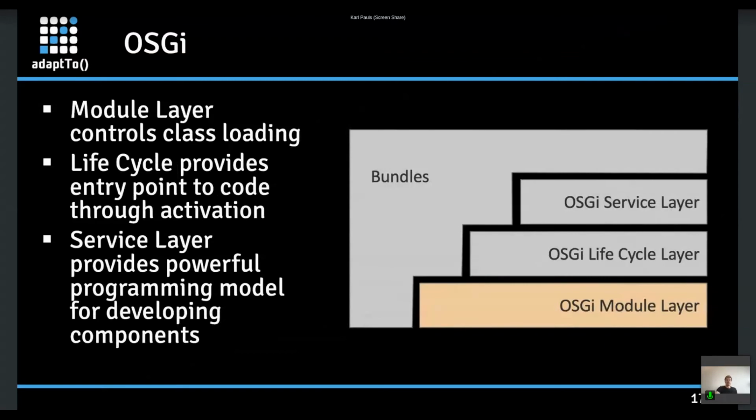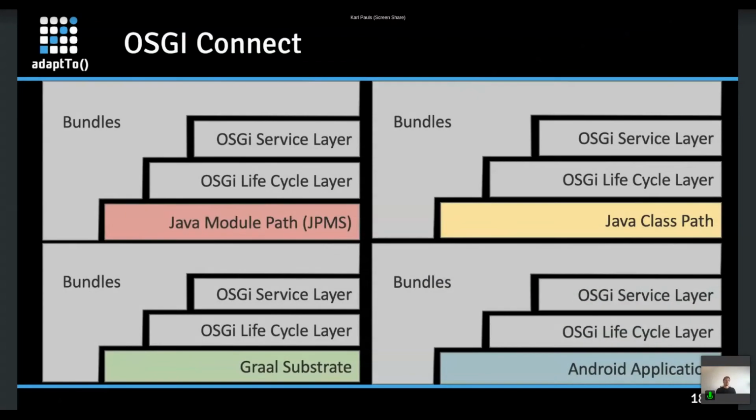And so just to show that in a different light, you have the different layers of OSGi. You have the module layer at the bottom, then the lifecycle layer on top, and then the service layer on top of that. So we really target to make that OSGi module layer either go away or at least be extensible, to be able to work with the rest of the stack, the lifecycle layer and the service layer, even though you really get different modules from some other system. And that's what OSGi Connect is all about.